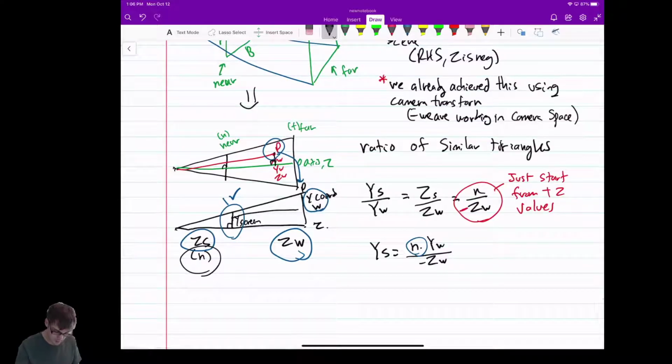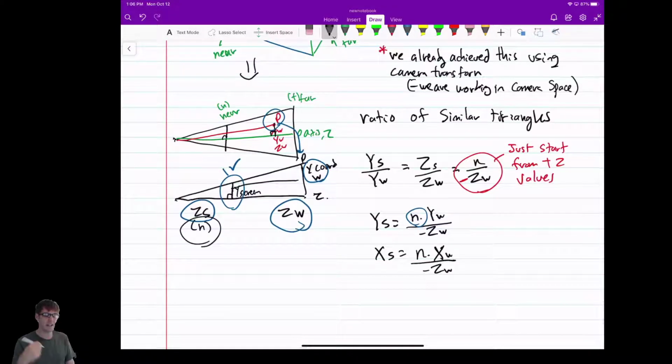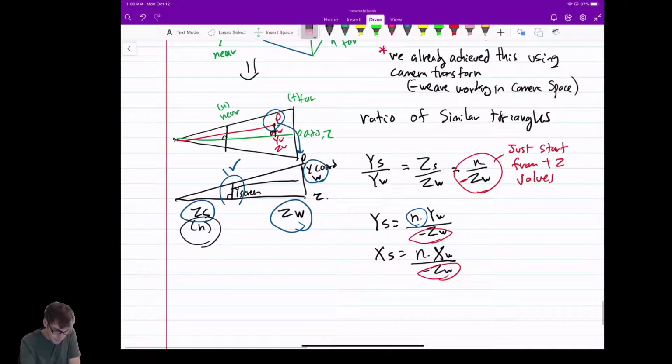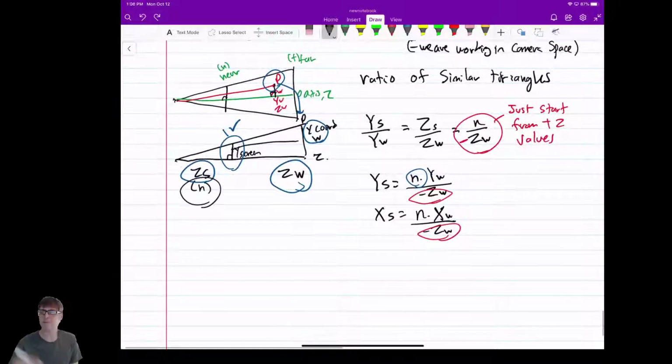And it turns out that it goes exactly the same for x. The x screen parameter is n times x in the world over minus z in the world. And remember that minus is just to keep things positive. The math, because if we were in a left-handed system, it wouldn't be needed. It's just because we're in a right-handed system, z is negative, and negative gets weird. We want to keep everything positive. So that's it. If I use my near plane in my equation, it turns into just a multiplication. I just multiply first by the near distance, and I've proven that with the law of similar triangles.